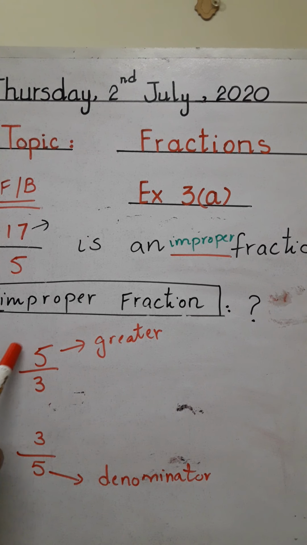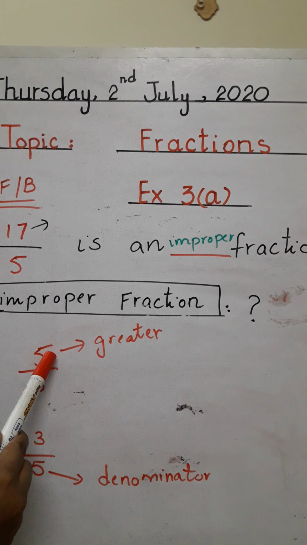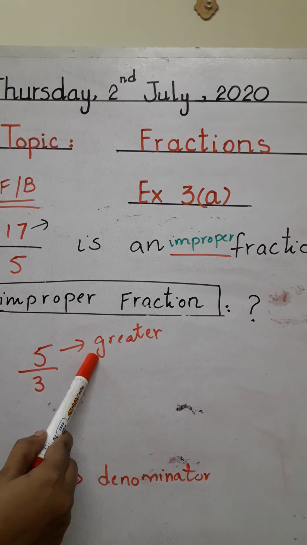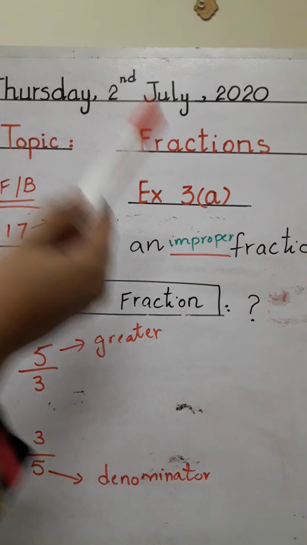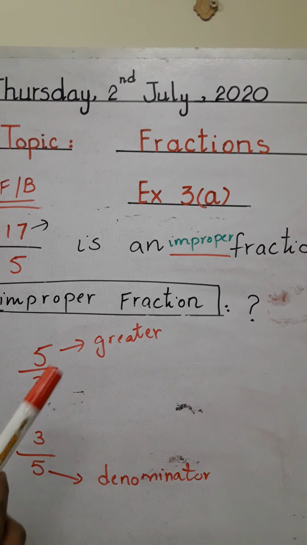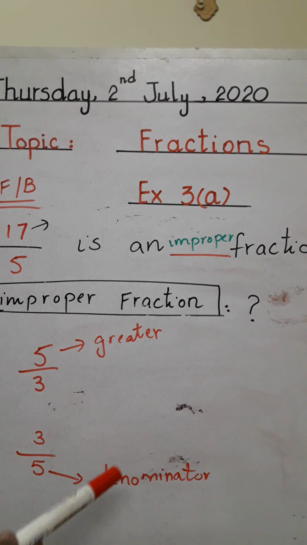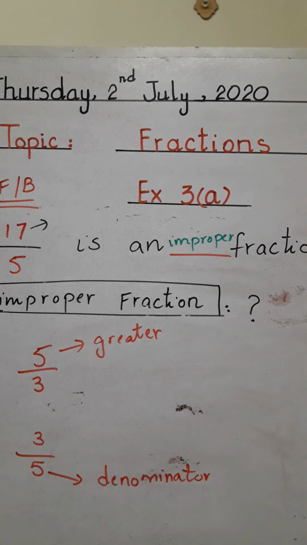Okay students, look at these examples, 5 by 3 or 3 by 5. In 5 by 3, the top number, that is the numerator, is greater. When the numerator is greater, this is the improper fraction. But when the denominator is greater, look, 3 is a smaller number and 5 is a bigger number. So if the denominator is greater, that is called proper fraction. I hope you understand what is proper and improper fraction. When the numerator is the bigger number, it will be the improper fraction.